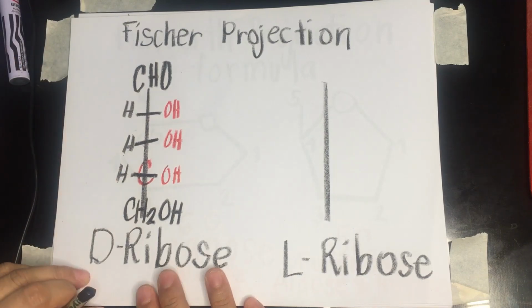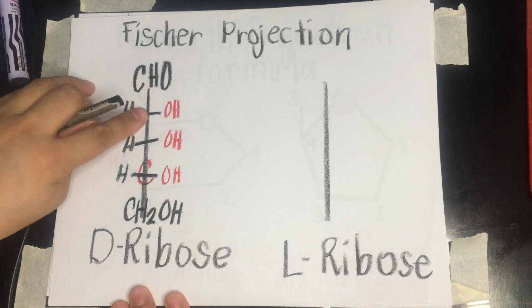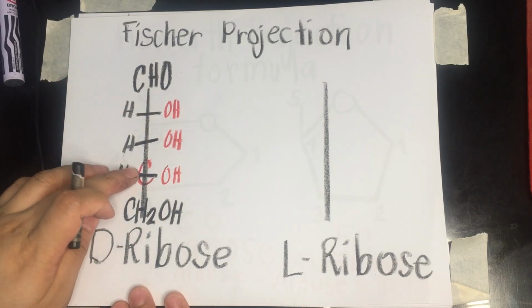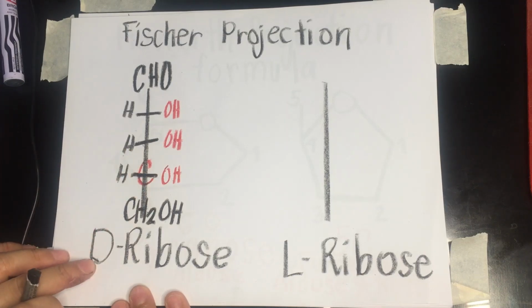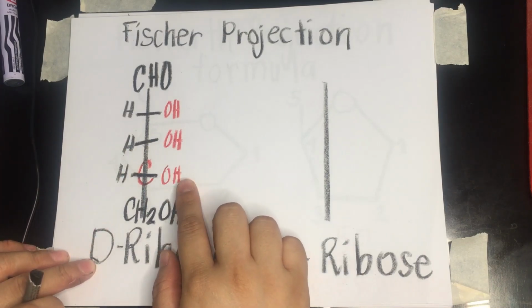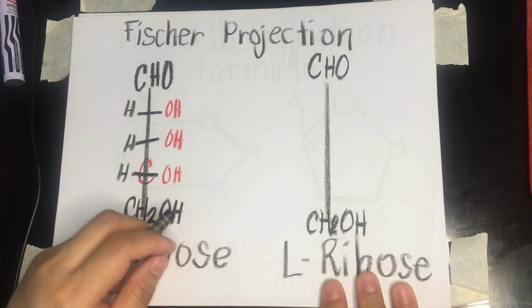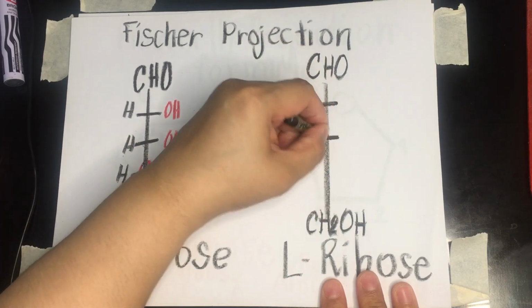So this is now the Fischer projection for our D-ribose. Let us count the total number of carbon atoms: 1, 2, 3, 4, and 5. So the highest chiral center is carbon number 4. Therefore, in the D-ribose, the hydroxyl group is located on the right side. Ribose has 5 carbons, so we are going to continue with 1, 2, 3, 4, and 5.